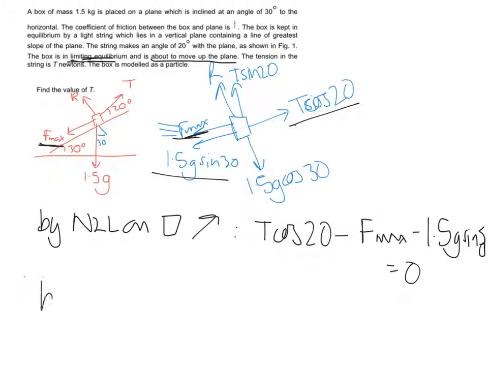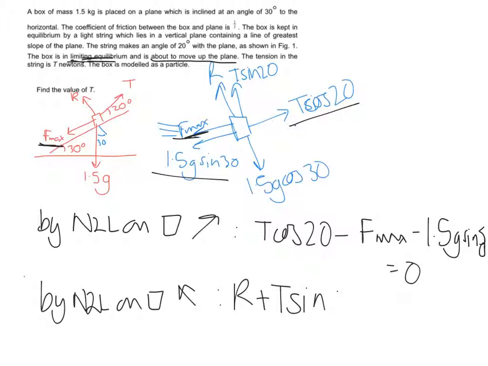And then our second N2L equation, by N2L on the box. Now we're going perpendicular to the slope, and we've got R plus T sin 20. It's also in equilibrium in this direction, take away 1.5g cos 30 equals 0. So let's call this equation 1 and this equation 2.